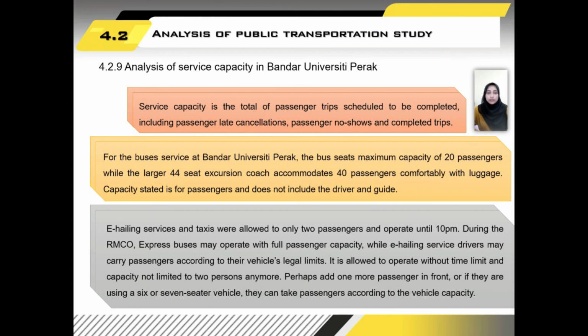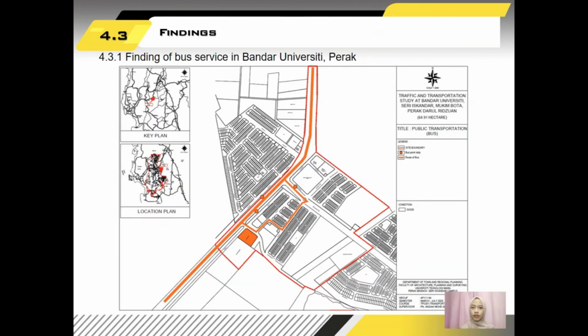While for the e-hailing service and taxi, they were allowed only 2 passengers and operate until 10 p.m. During the RMCO, express buses may operate with full passenger capacity, while e-hailing service drivers may carry passengers according to their vehicle legal limits. It is allowed to operate without time limit and capacity, not limited to 2 persons and more. Perhaps add one more passenger in front, or if they are using a 6 or 7-seater vehicle, then they can take passengers according to the vehicle capacity.